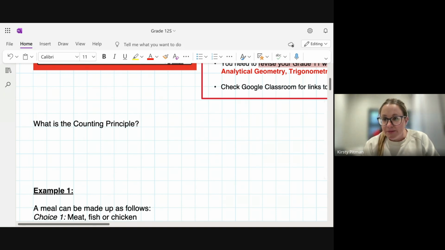We're looking at the counting principle. So first of all, what is the counting principle? Anyone want to give it a try? Anyone want to give a shout out here and tell me what the counting principle actually is? No, we're all good for me to just talk tonight. Remember, take notes, take screenshots, but what is the counting principle?